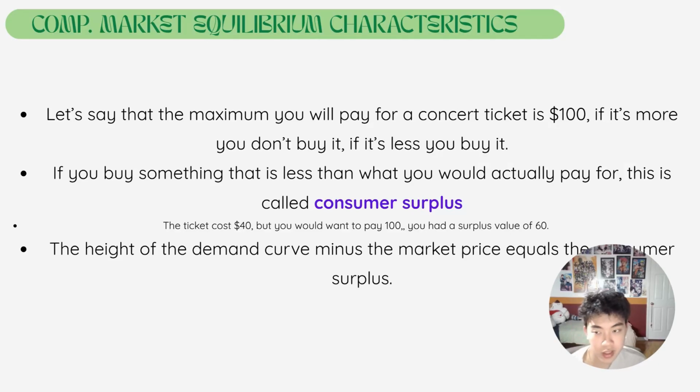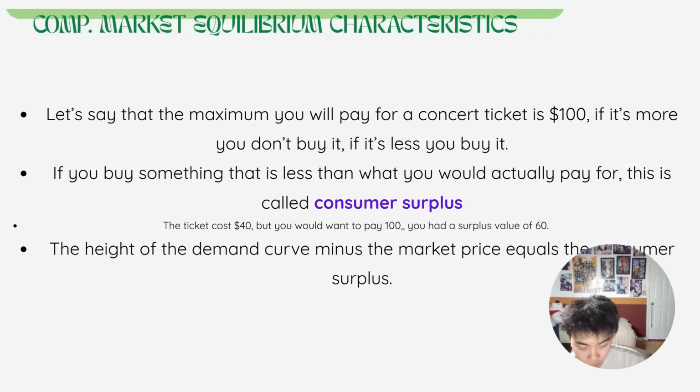Now, let's take this for example. If you want to go to a concert and you would pay $100 for it. If the ticket is more, you don't buy it. If it's less, you buy it. If you buy something for less than what you would actually pay for, this is called consumer surplus. So let's say the ticket actually costs $40, but you were willing to pay $100. You have a surplus value of $60. The height of the demand curve minus the market price equals the consumer surplus.